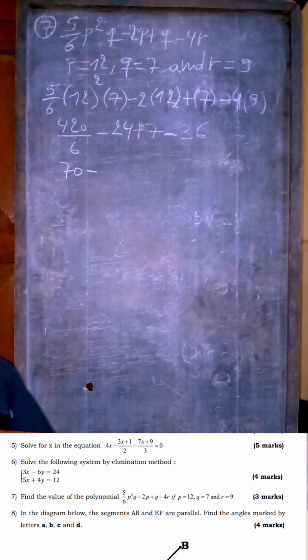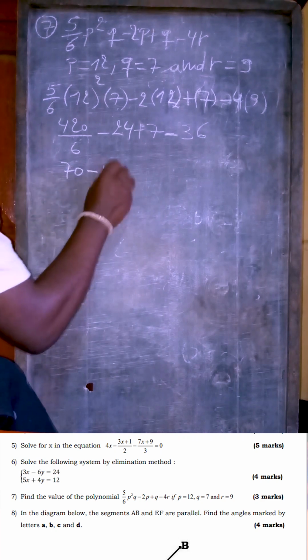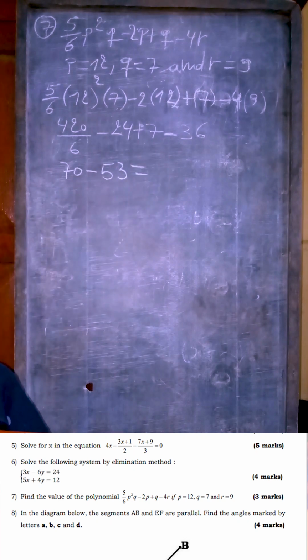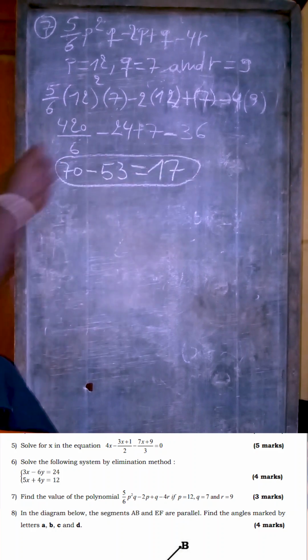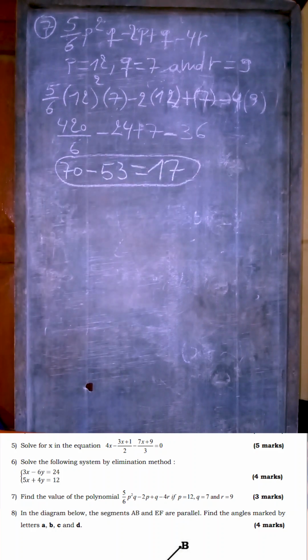840 minus, let us compute everything here, minus 24, minus 36, and then plus 7. It will be minus 33, which is equal to, finally, let us check, which is equal to 17 as the final answer. This is the final answer for our next question.